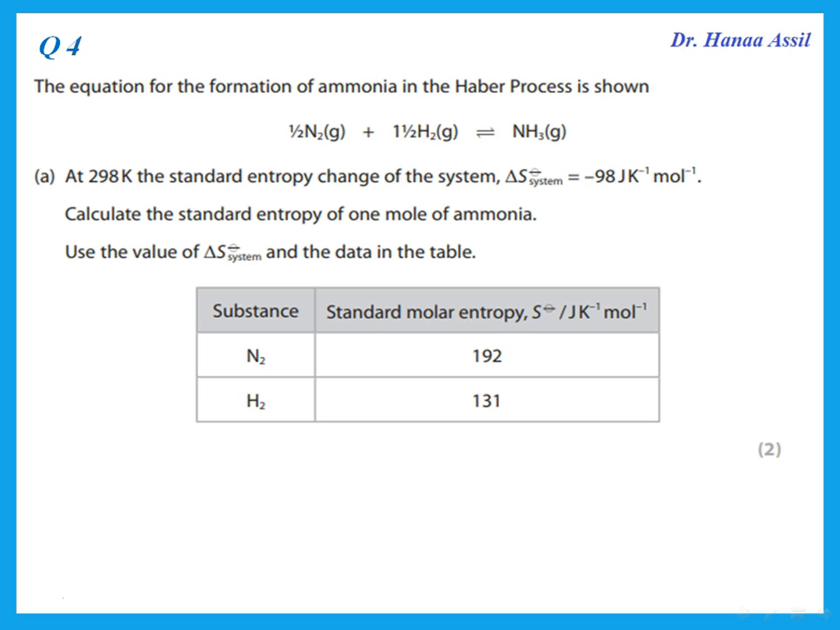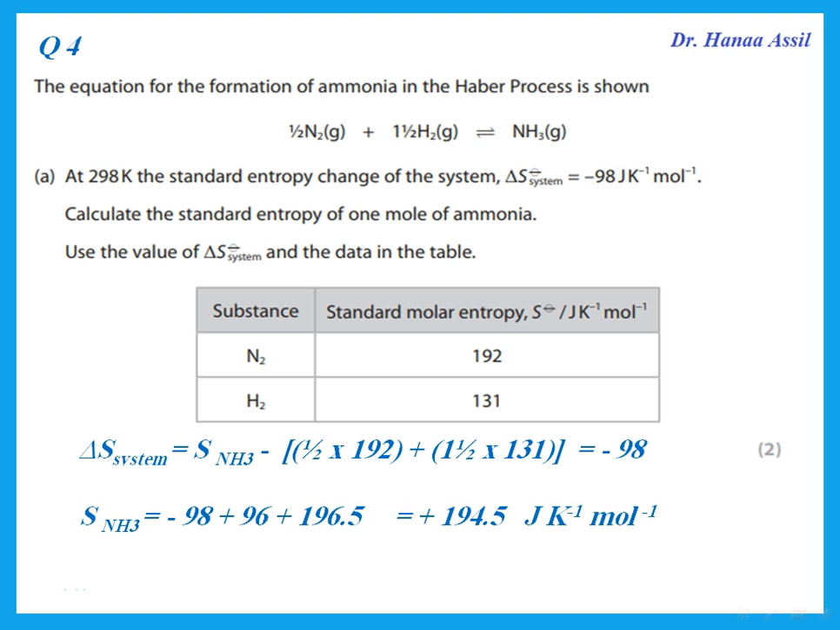Again, this next question gives me the Haber process, and he says at 298 the standard entropy change of the system is this. So here he's given me the delta S of the system, and he says calculate the entropy of 1 mole of ammonia. So we have the delta S of the system, which is the entropy of ammonia minus the entropy of the reactants, and the overall is in joule per degree per mole.